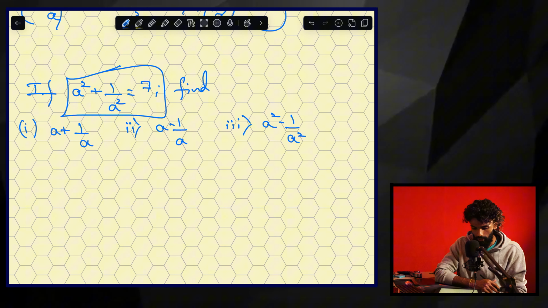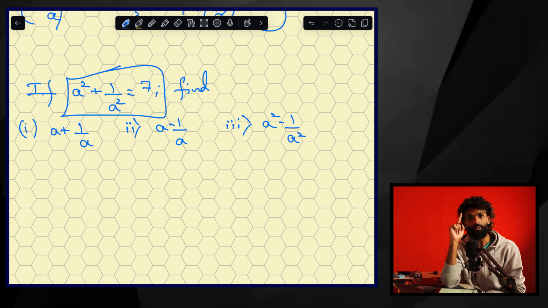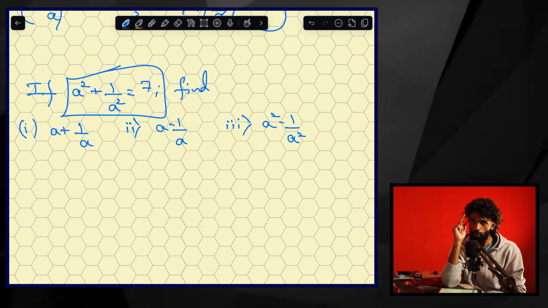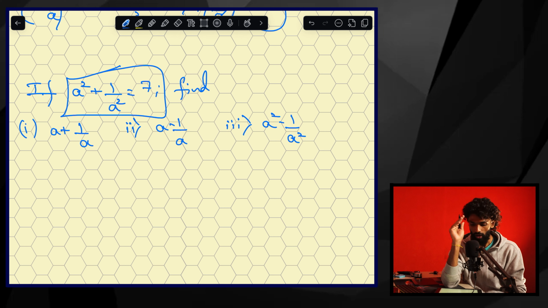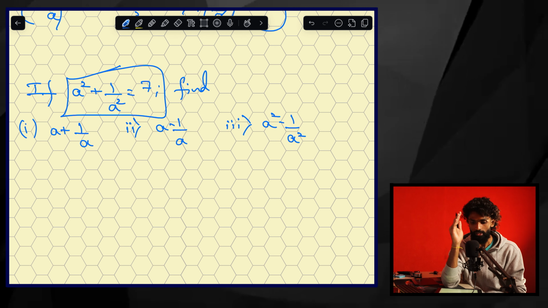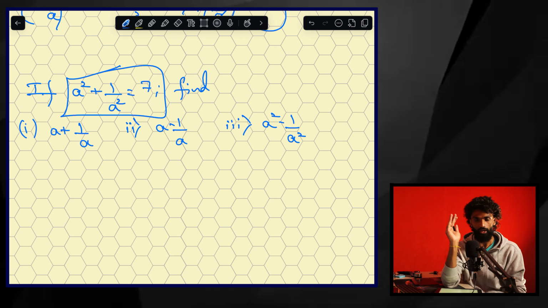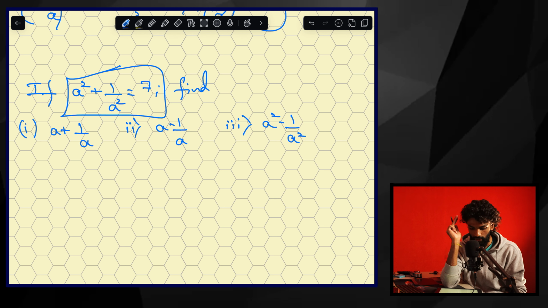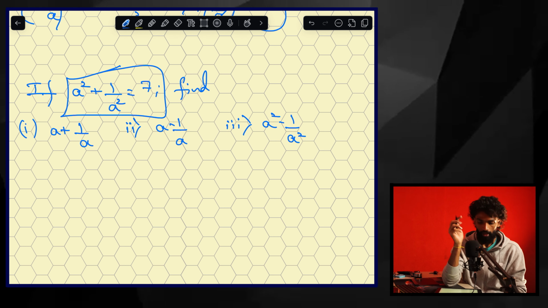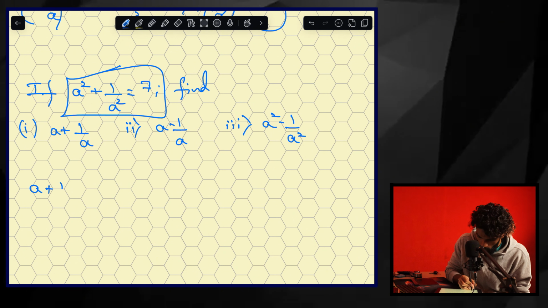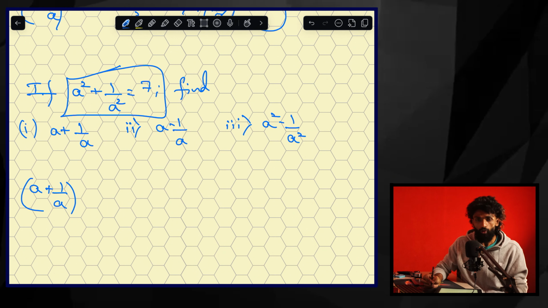Now the first sub question talks about, and one more thing, the most important hint in your expansions is always your sub questions. So more than the question, if you guys can focus properly on the sub questions, you'll be able to get your answers. Now you see here the first sub question says a plus 1 by a. So how do you solve it? I'll write a plus 1 by a. I'll open bracket. Now go to the main question.